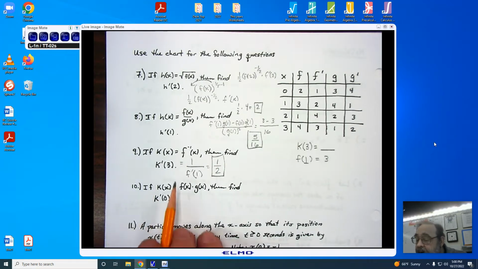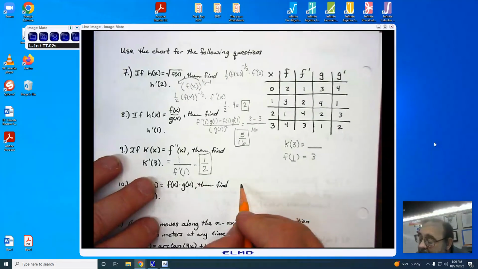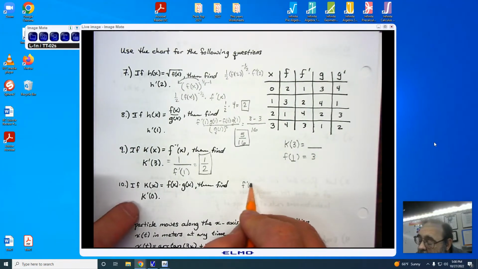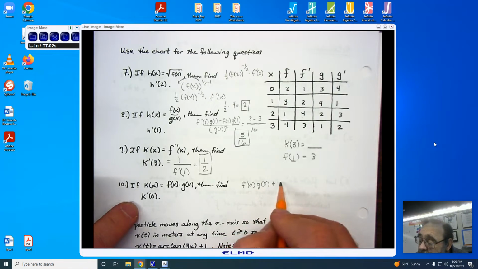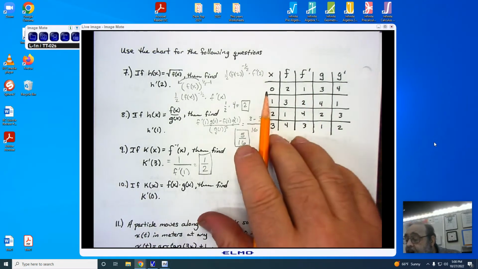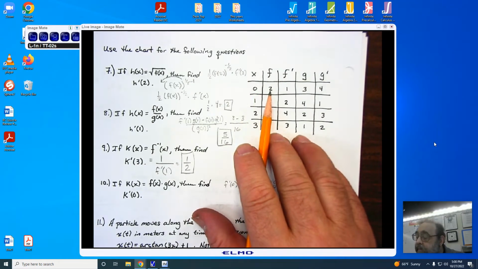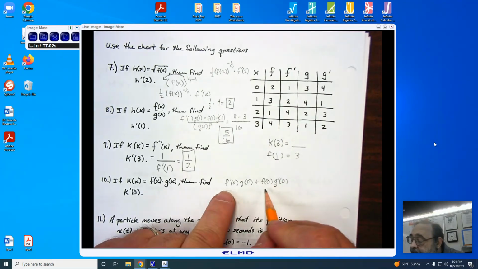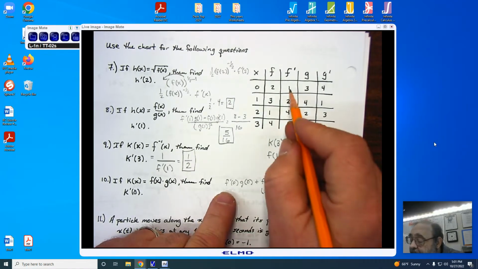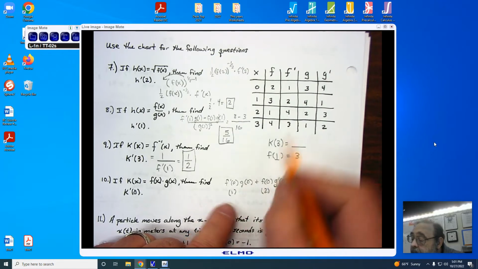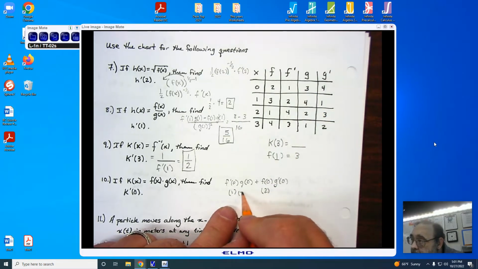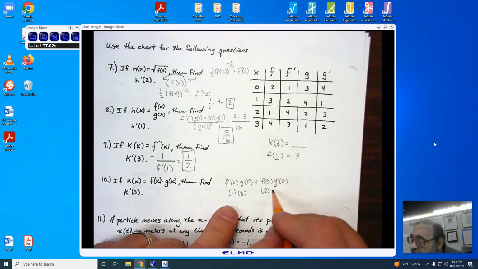Number 10 is working with the product rule. So we have f prime of 0 times g of 0 plus, for the product rule, f of 0 times g prime of 0. Now I'm going to go along my row where I have the 0 here, and you'll notice that we've got a 2 for f. So wherever there's an f, we're going to put a 2. F prime shows a 1. G is a 3. And g prime is a 4.